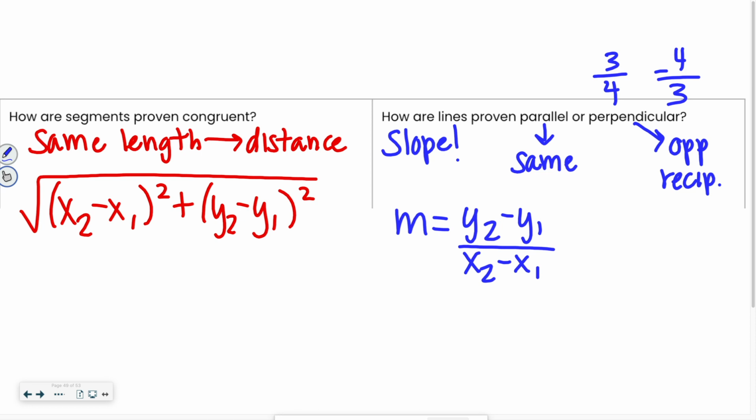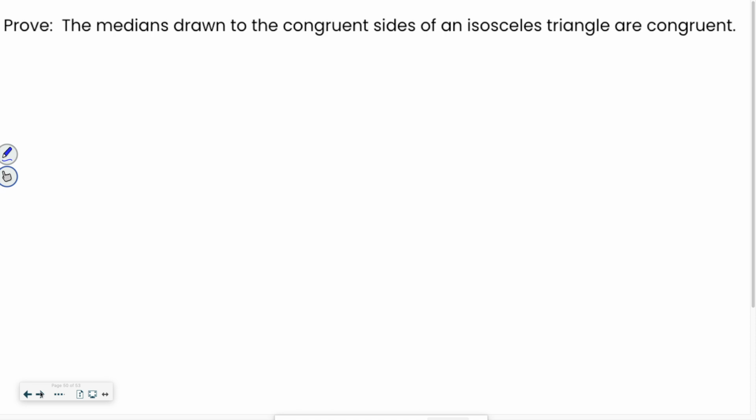Okay, so step 1 is drawing your triangle. Step 2 would be figuring out how you are going to prove what they're asking, and it's probably going to be with either the distance formula or the slope formula. So let's try one of these. It says the medians drawn to the congruent sides of an isosceles triangle are congruent. Before we even get into what that question's asking, we know we have an isosceles triangle. So I'm going to draw our triangle in the first quadrant.